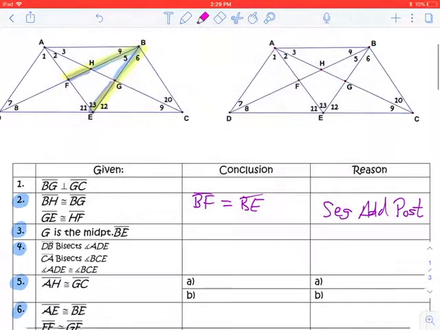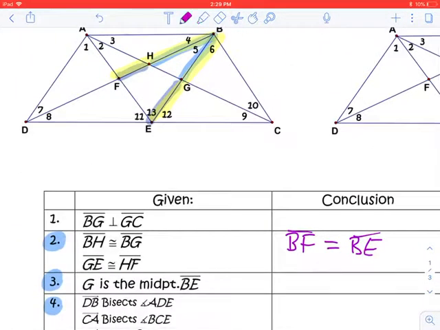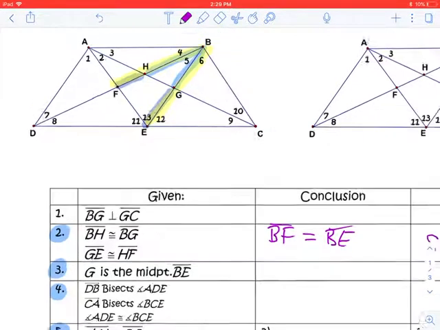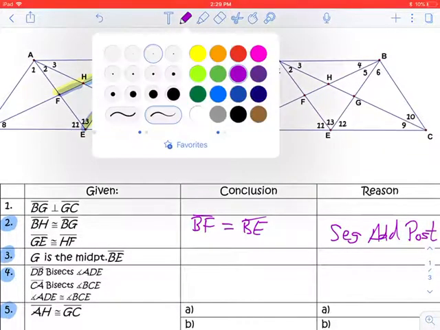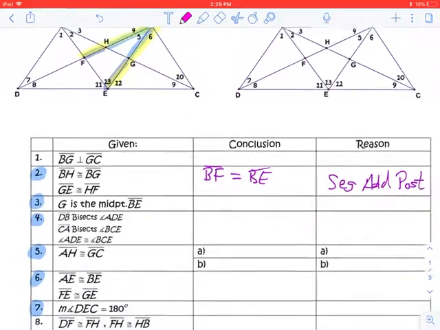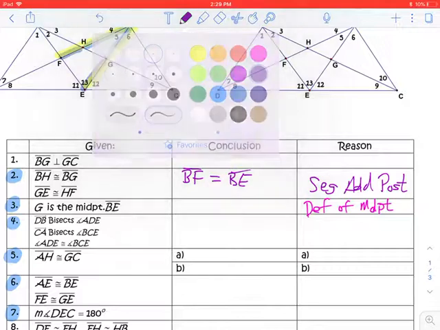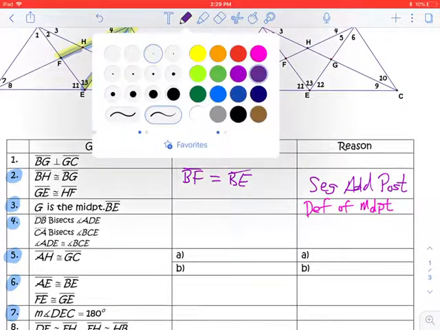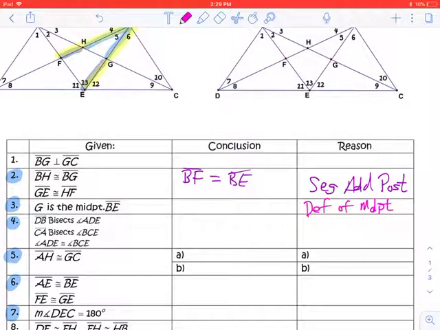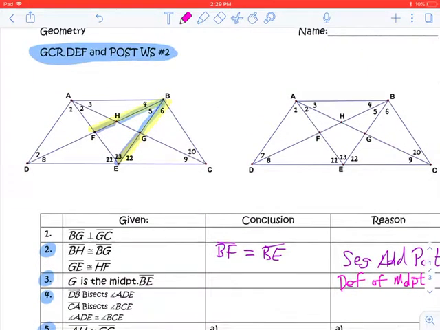Okay. So next one, G is the midpoint of BE. Keep in mind, if it says something about a midpoint, guess what definition I'm going to use for my reason? Definition of midpoint. Can't stress that enough. If the given is a midpoint, I'm going to use the definition of a midpoint to say whatever I want to say. So what does a midpoint do? It splits something into two congruent parts. So we got to figure out what those two parts are.